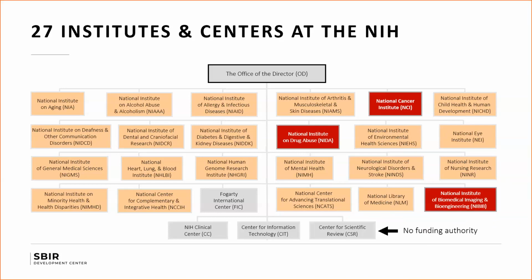I think what's really important and relevant for today is that for the Small Business Transition Grant, there are 3 institutes that participate. So anyone who's applying for a Small Business Transition Grant, their technology needs to apply to either the National Cancer Institute, the National Institute on Drug Abuse, or the National Institute of Biomedical Imaging and Bioengineering.